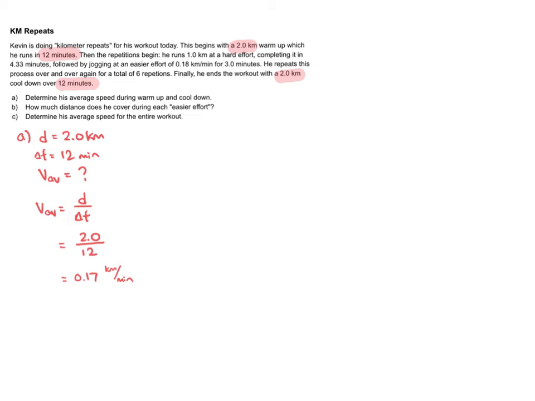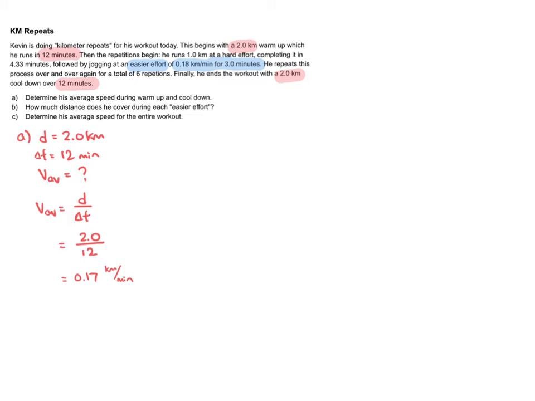Part B, how much distance does he cover during each easier effort? So I'm going to read my question carefully and look for where it says easier effort, right here, easier effort. And the info they give me about the easier effort is that it is 0.18 kilometers per minute. So just a little bit faster than the warm-up pace. And it also says 3 minutes. So that's the time for each of the easier efforts.